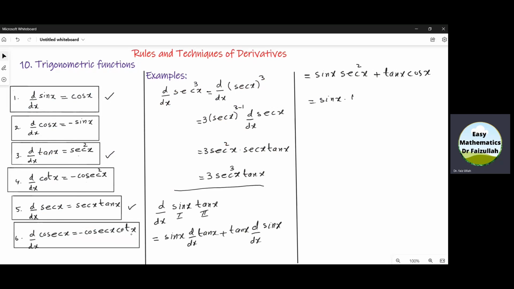This is sine x, secant is the inverse of cos, so we can write it 1 over cos square x. Then plus, from tangent we can write sine x divided by cos x into cos x. This cos will cancel with this cos. And now if we take sine x as common, we have 1 over cos square x plus 1. And that is the required solution.